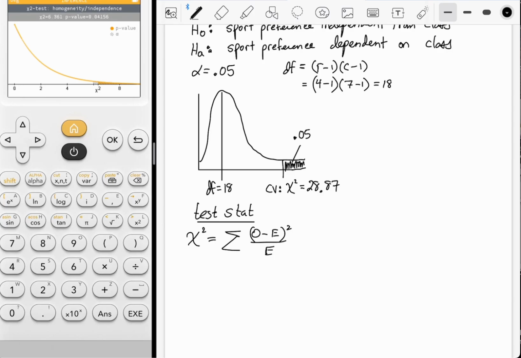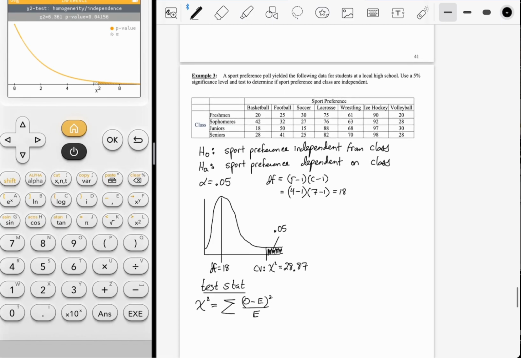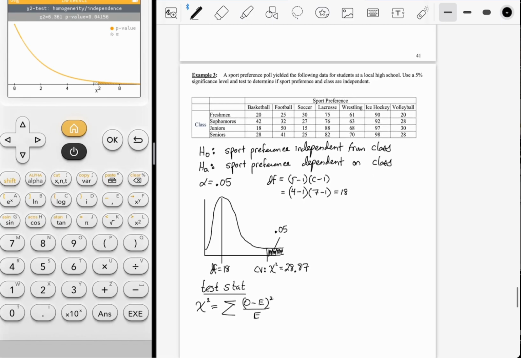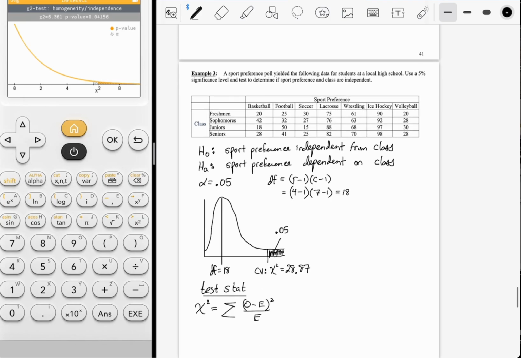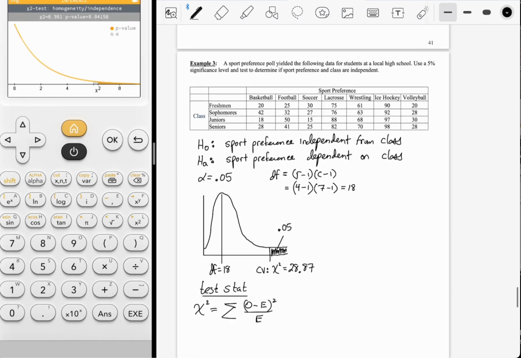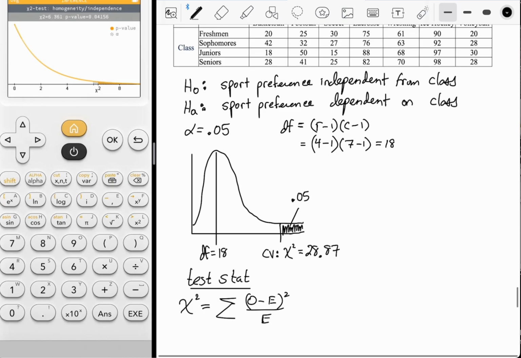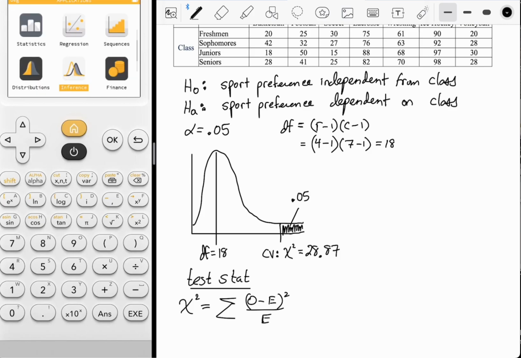All right, so we're going to start putting the information in the calculator because not only do I need the expected values, I need some help with these computations because I'm going to have to run 7 times 4, so 28 separate computations if I had to do this by hand, which would be terrible, right? Instead, we're going to do it in the calculator in the inference menu.